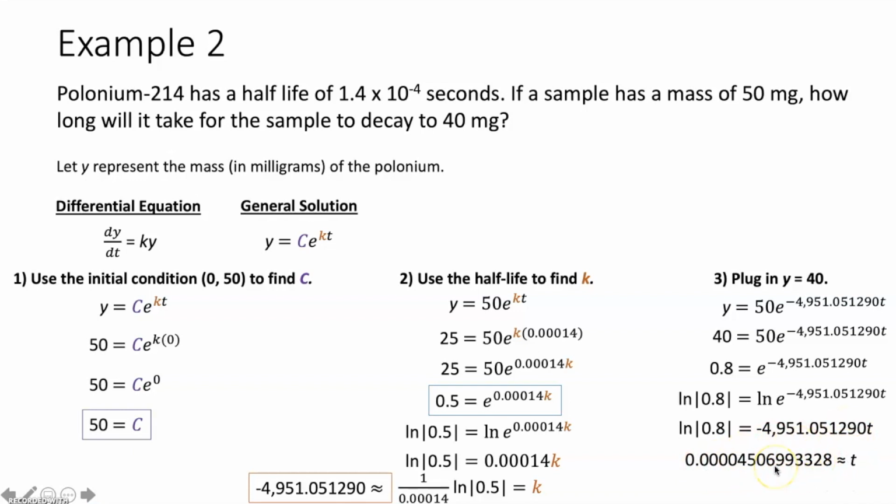Now, what does this mean? It means that it'll take approximately 4.51 times 10 to the negative 5 seconds in order for our sample of 50 milligrams to decay to 40 milligrams.